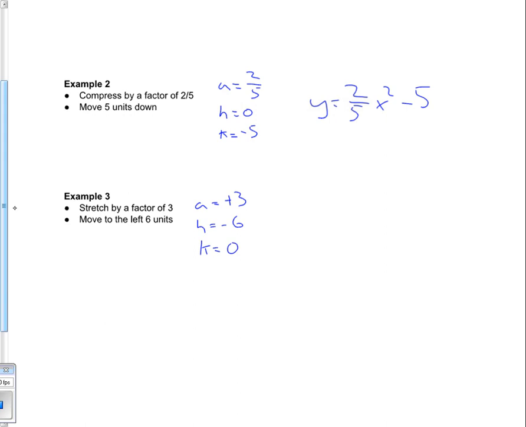So you could write this as y equals 3 times (x plus 6) squared. You could put in plus 0 if you wish. You don't have to put in the plus 0 at the end, but you could. And again, the key thing here is that because the h variable is negative 6, in the equation it has to show up as positive 6 because it's the opposite.